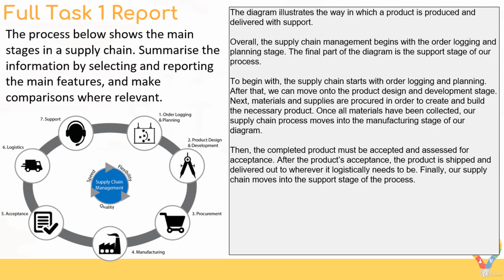Then, the completed product must be accepted and assessed for acceptance. After the product's acceptance, the product is shipped and delivered out to wherever it logistically needs to be. Finally, our supply chain moves into the support stage of the process. So there's not a lot of extra information I'm giving. I'm just simply describing each of the stages from beginning to end in the process diagram that I have.